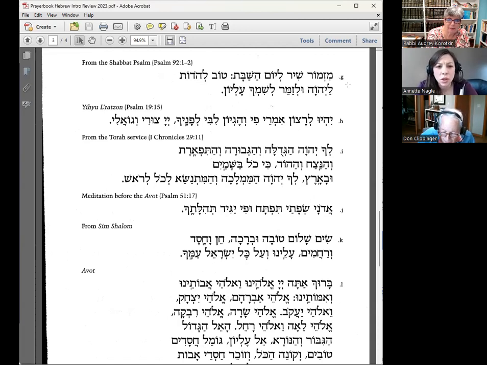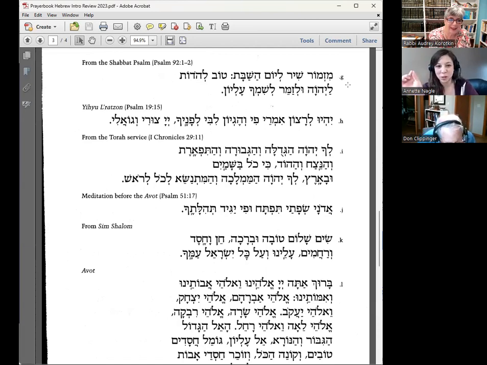Okay. First one, the Psalm 92. Mizmor Shir Leyom HaShabbat, tov lehodot. There's a dot in between the hey and the dalet. So what would I change there? The dot there confuses me. That's an O sound in between. Every consonant has to have a vowel attached to it, and sometimes they're hard to spot.